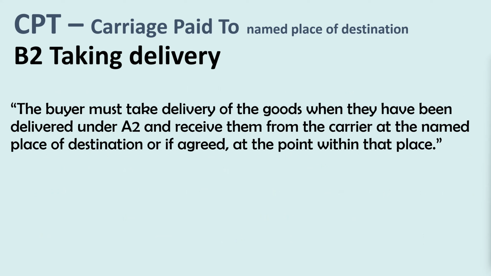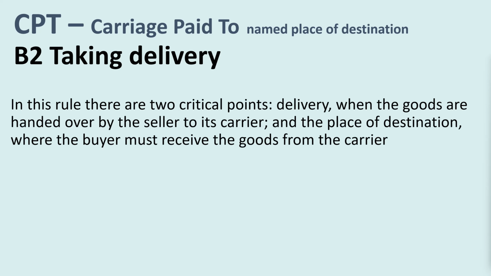B2, taking delivery. The buyer must take delivery of the goods when they have been delivered under A2 and receive them from the carrier at the named place of destination, or if agreed, at the point within that place. In this rule, there are two critical points: delivery when the goods are handed over by the seller to its carrier, and the place of destination where the buyer must receive the goods from the carrier.